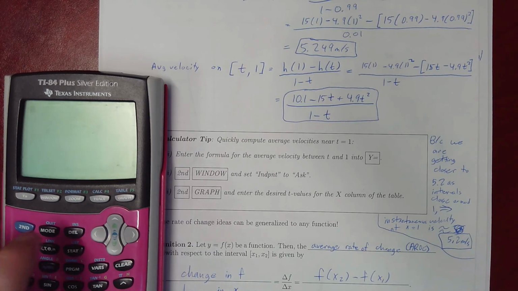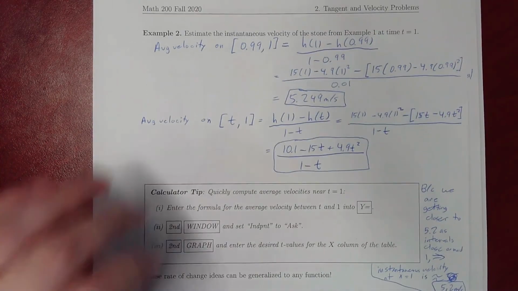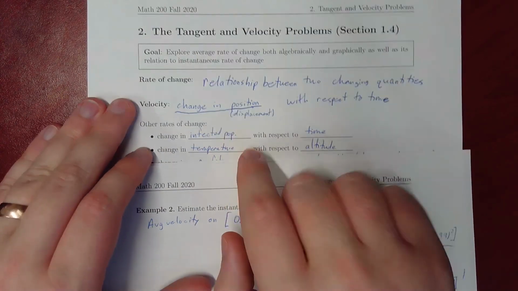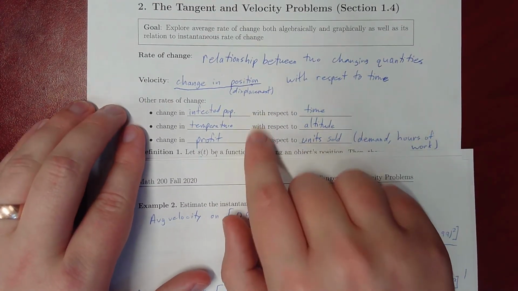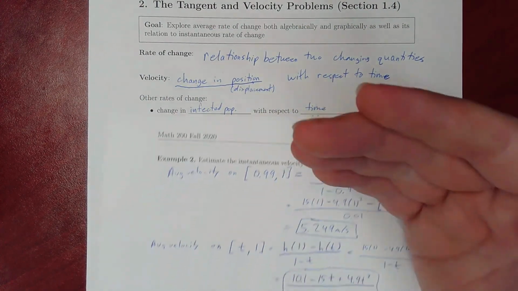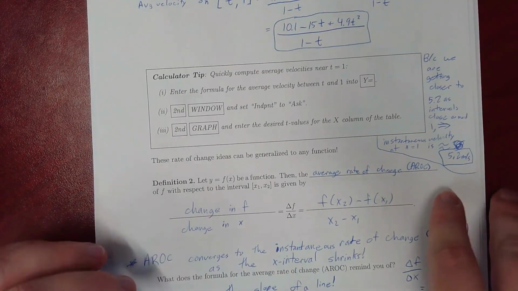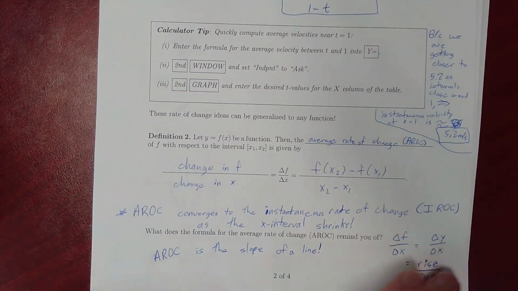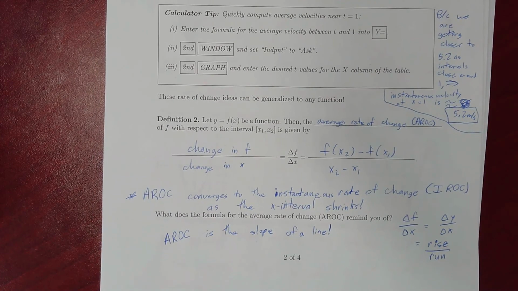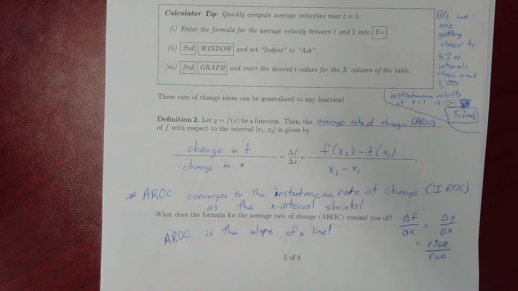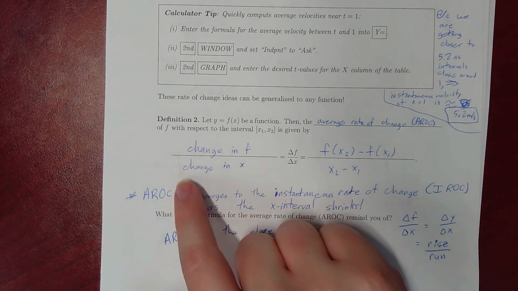Now, we had talked at the beginning that we're interested in rates of change. Not just for velocity, but we'd also be able to do it for a number of different types of rates of change. Well, it turns out that this idea, this formula, can be extended for any type of function. So we're going to have a definition. Let y equals f of x be a function. Then the average rate of change, which I'm going to denote AROC, of f with respect to the interval x1 to x2 will be given by the change in f over the change in x.